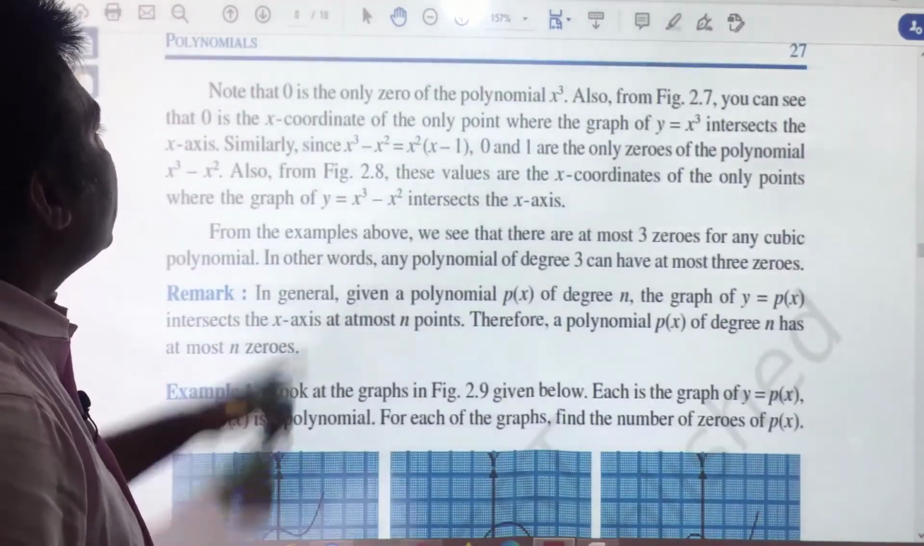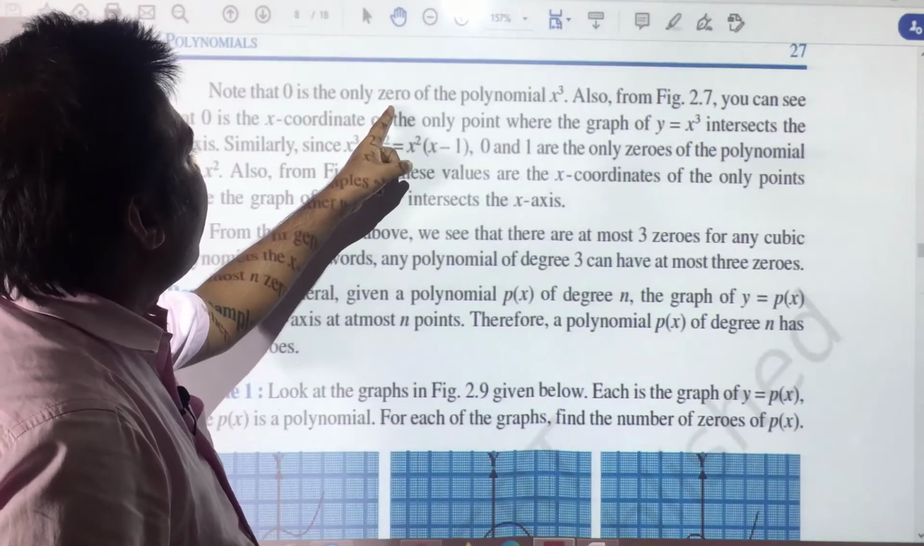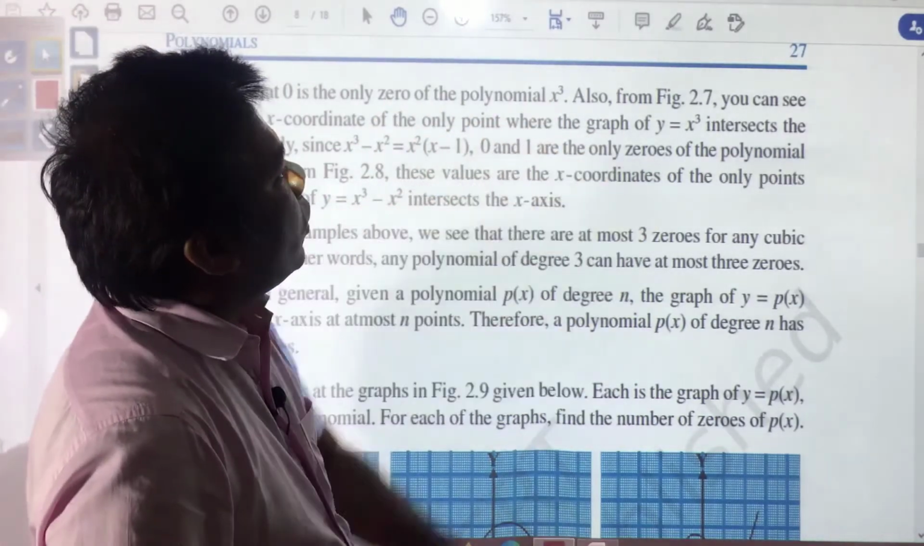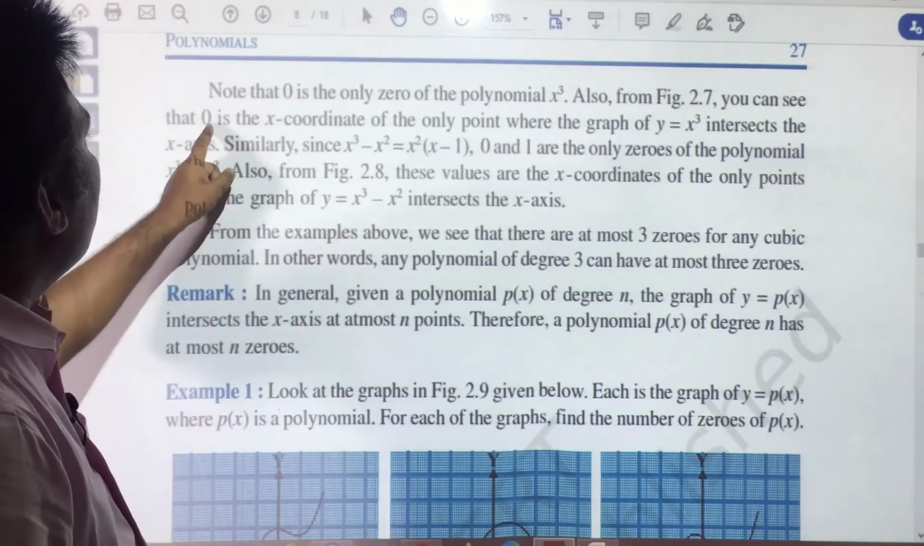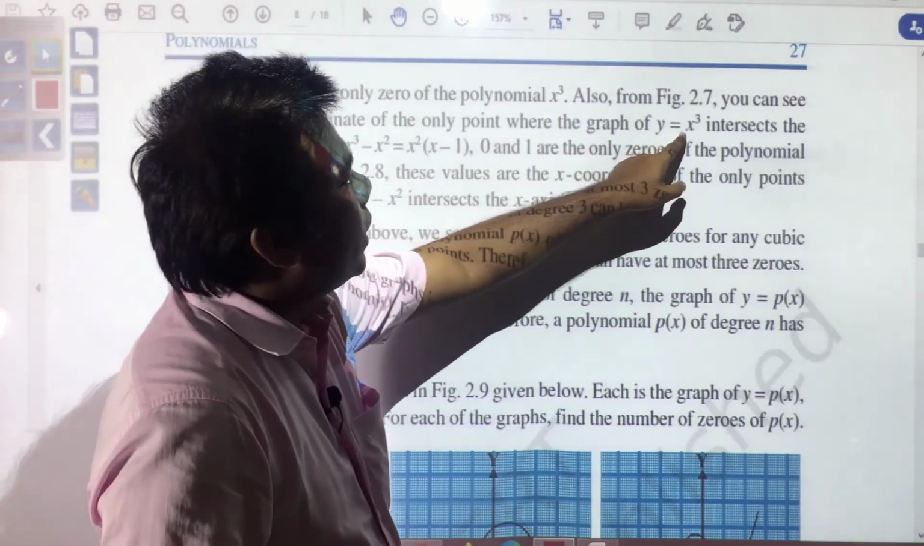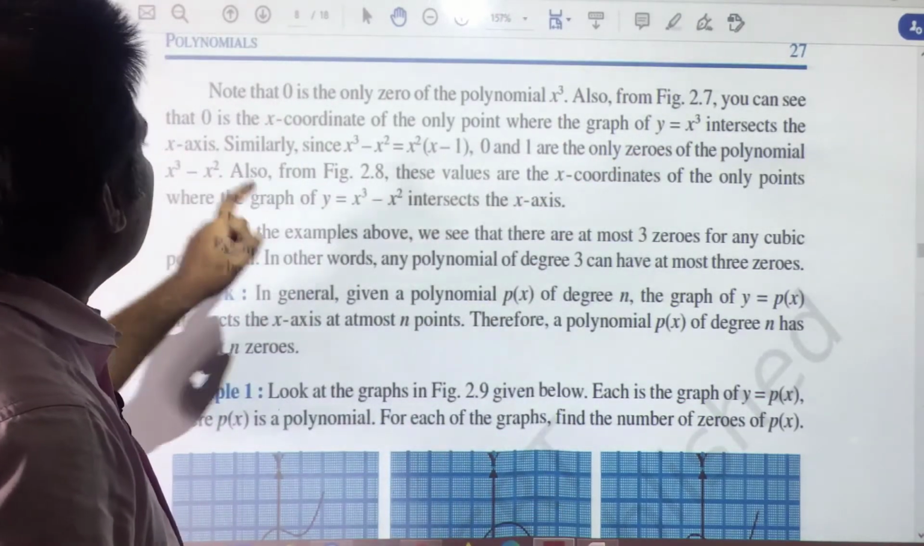Note that 0 is the only zero of the polynomial x cube. Also, from figure 2.c you can see that 0 is the x coordinate of the only point where the graph of y equals x cube intersects the x axis.